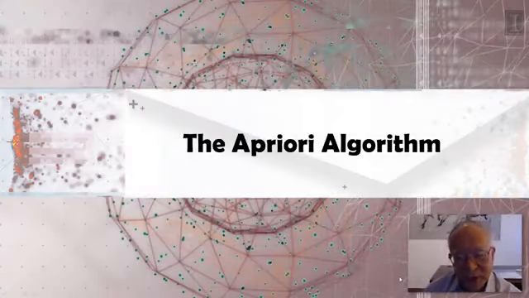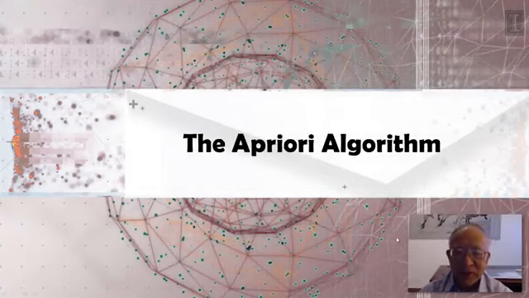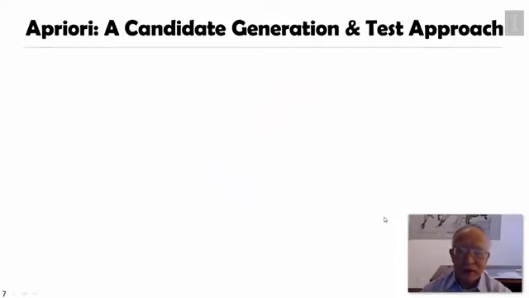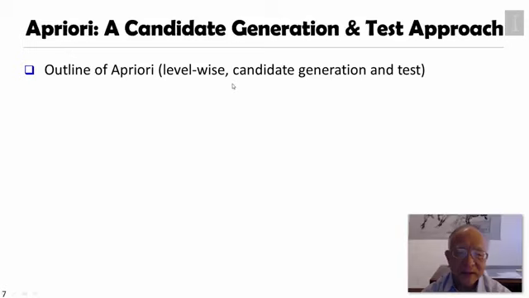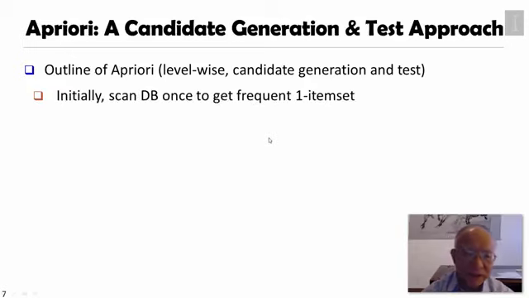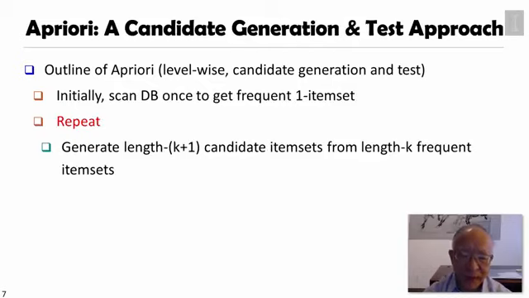Hi, let's introduce the very famous Apriori algorithm. This algorithm is the first candidate generation and test approach for frequent pattern mining. It is a level-wise candidate generation and test approach. Initially, you just scan the database once to get frequent one item sets. Then taking these frequent one item sets, you are going to generate length 2 candidate item sets.